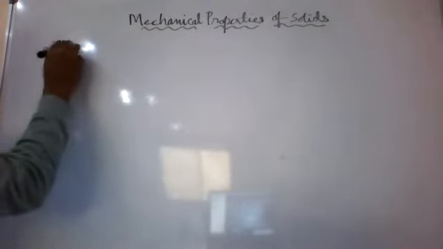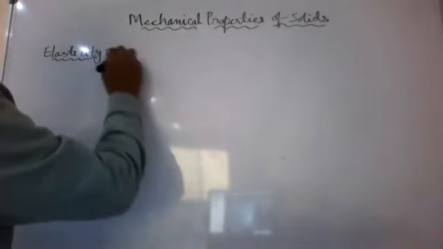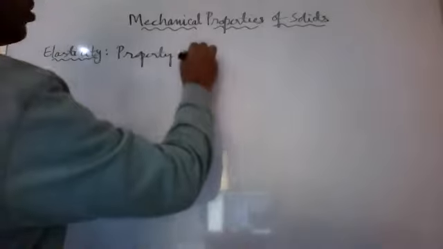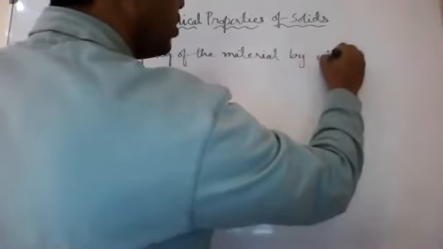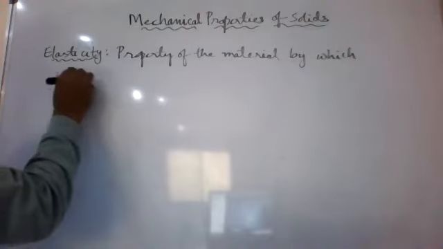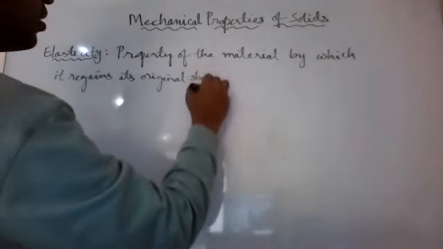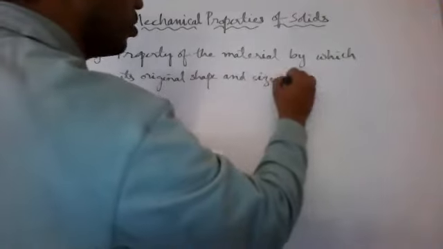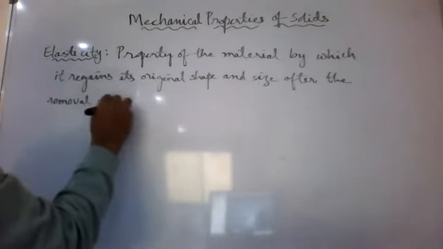We'll start with elasticity and plasticity. So elasticity means what? It is a property of the material by which it regains its original shape and size after the removal of the external force.